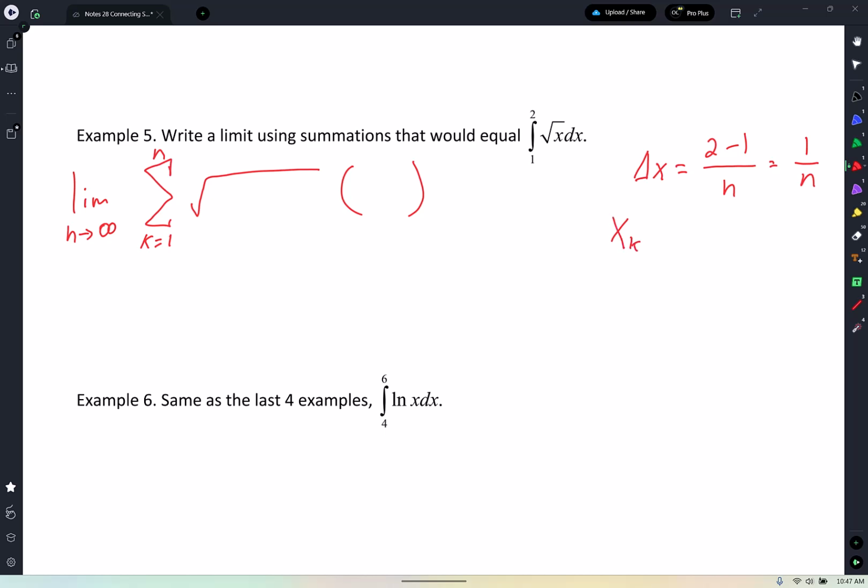So x of k equals, what's my lower limit? 1 plus my delta x, which is times what? So my final x of k looks like this. 1 plus k over n. So that's what I'm going to write in here. 1 plus k over n. And in that parenthesis that I have there, 1 over n.